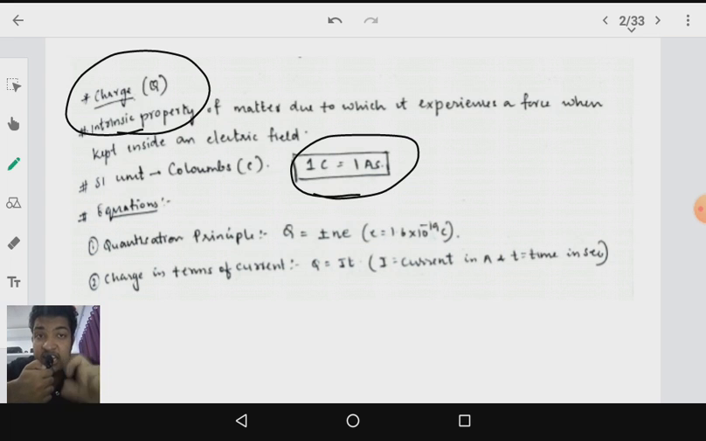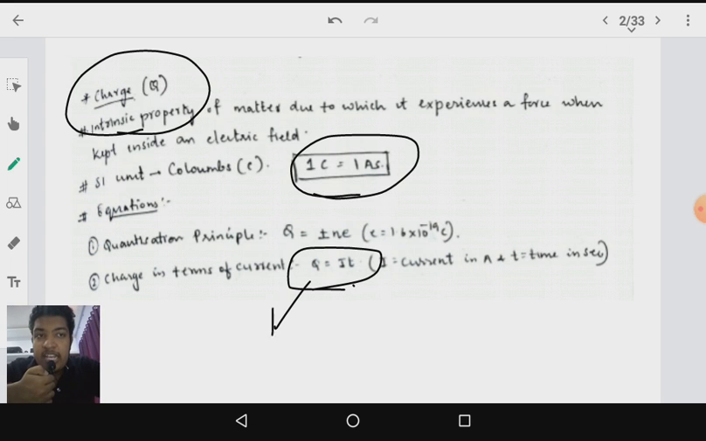The basic equations which are related to charges, number one is known as the quantization principle, which states that the net charge present on a body is an integral multiple of the fundamental unit of charge. That means Q is equal to N into E, where N is the number of electrons and E is the electronic charge, which is the basic unit of charge, and its value is 1.6 into 10 raised to negative 19 coulomb. Charge in terms of current, we have this equation Q is equal to IT, where Q is the charge, I is the current, and T is the time taken.